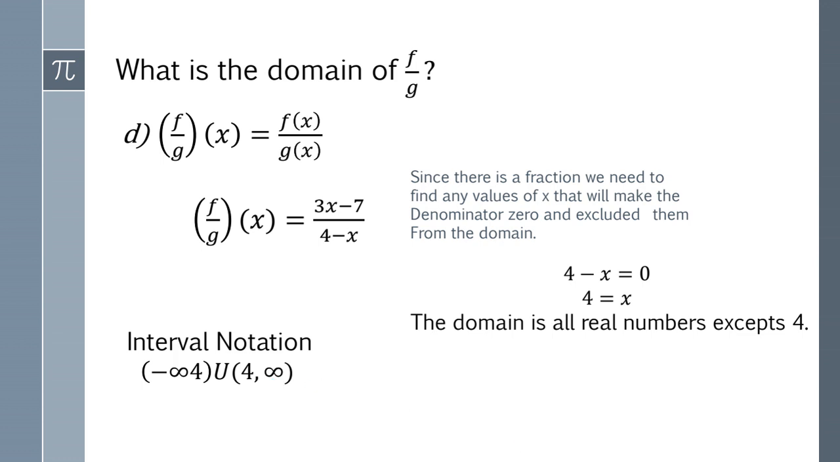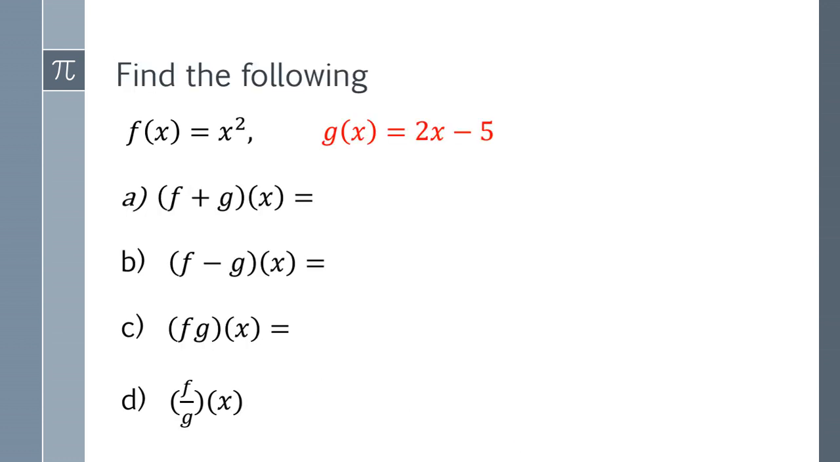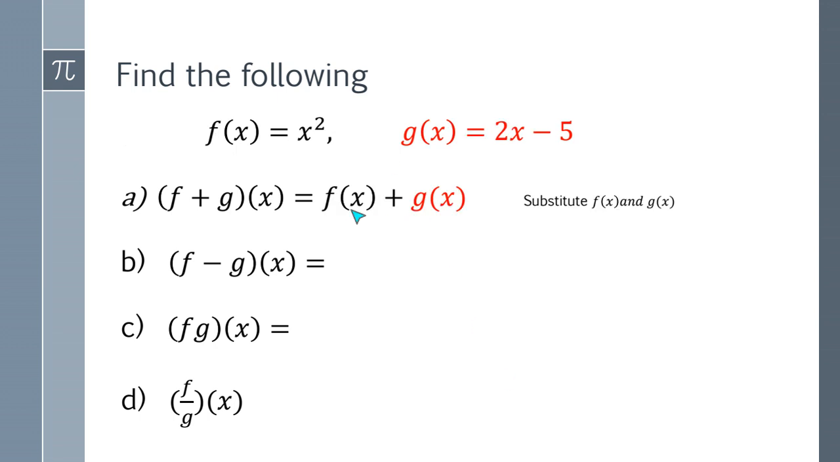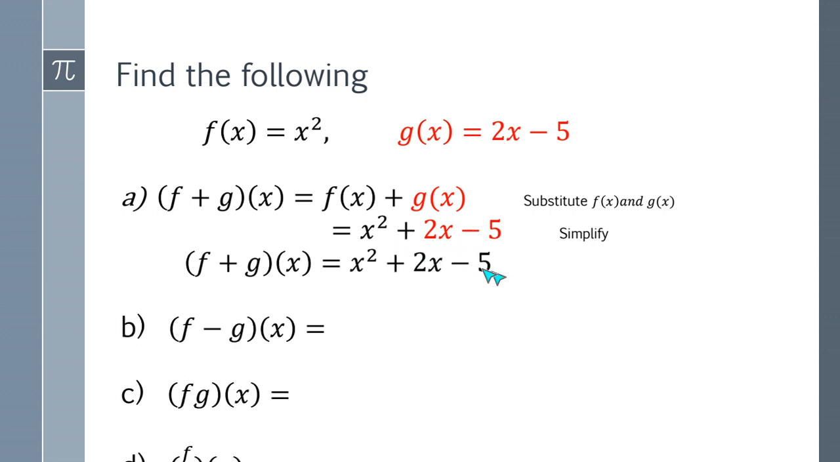Okay, so let's try another one here. So again, we're adding these together, so I'm going to rewrite them. I'm going to substitute f of x, which is x squared, and g of x is 2x minus 5. Then you want to combine any like terms. There's no like terms here, so that would be our answer.